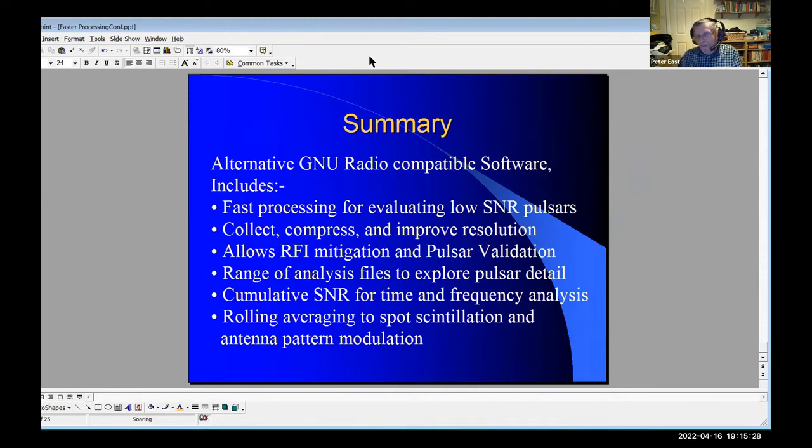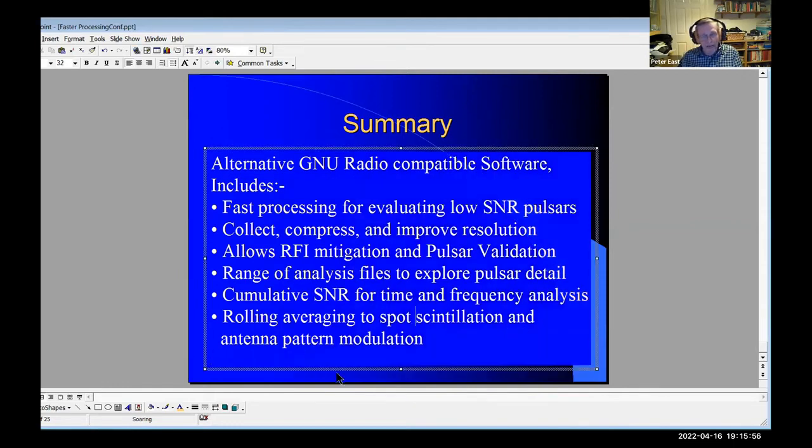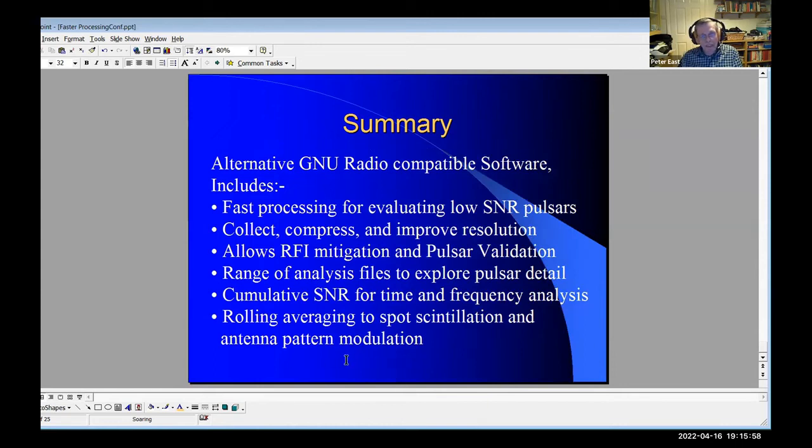It gives you a range of analysis files to explore pulsar detail. I haven't gone into everything today. I've told you most of it. Cumulative signal to noise ratio for time and frequency analysis is a good thing to do, and rolling averages. I'm really pleased with the results that I get for that, because it can spot both scintillation and antenna pattern modulation.